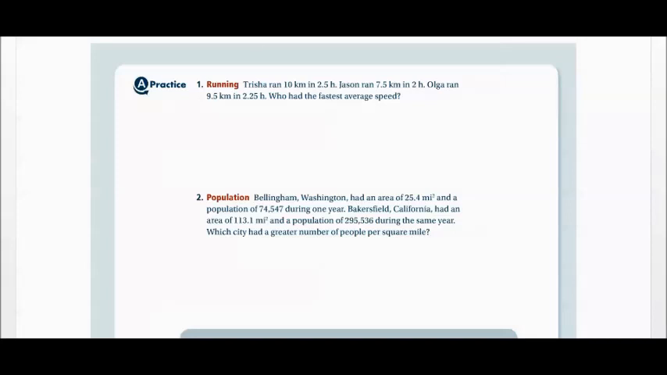So in order to compare their speeds, we need to get them into unit rates. Okay, so for each person, we'll start with Trisha. Trisha has a rate, and then she has a unit rate. Trisha's rate is 10 kilometers in 2.5 hours. But we want to put it in a unit rate so that we can compare them all. So to get from this to something that has a denominator of 1, we need to divide 2.5 into 10.